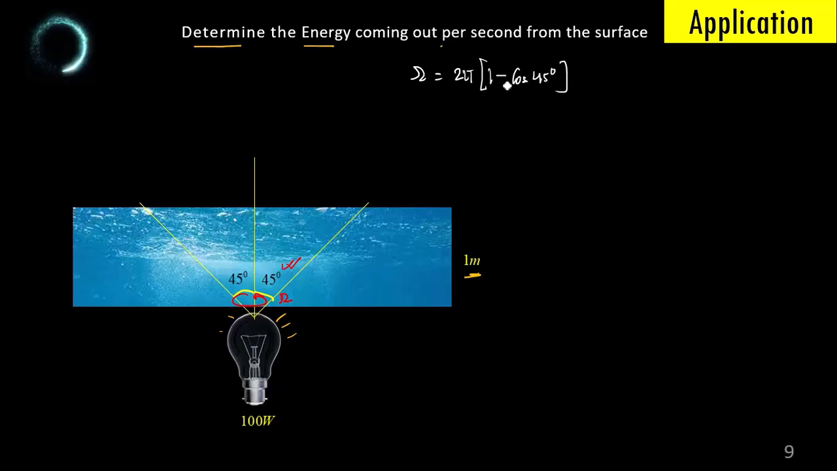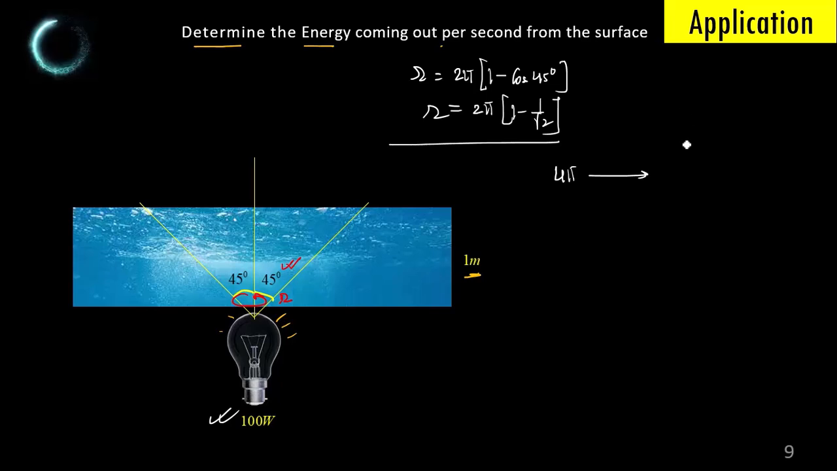Okay, that is 1 by root 2. So, solid angle is equal to 2 pi into 1 minus 1 by root 2. So this is the solid angle that has been formed due to the light ray. I want to calculate what is the total energy coming out. So, from the 4 pi solid angle, total energy coming out is equal to 100 joule per second because the bulb has a capacity of 100 watts. So 100 joule per second energy is coming out.